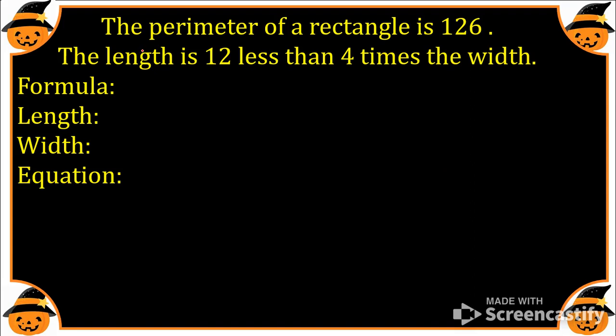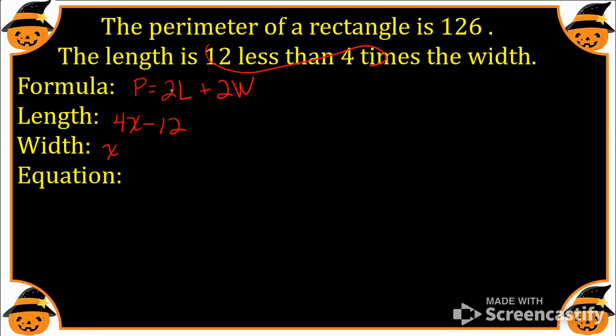The perimeter of a rectangle is 126. The length is 12 less than 4 times the width. So our formula, we're going to write our components in alphabetical order, capital letters in the formula. We know nothing about the width, so let's let that be our variable x. To represent the length, we're going to flip the 12 less than to the back. So we're going to have 4x minus 12.